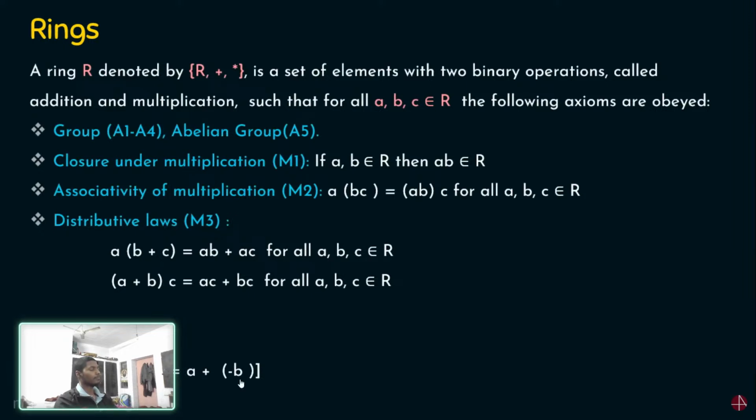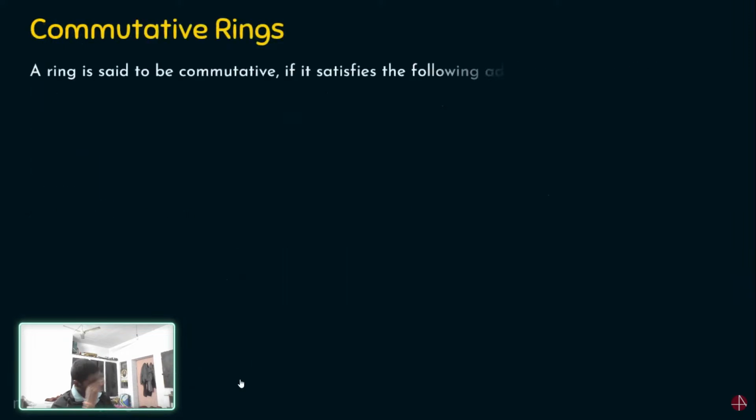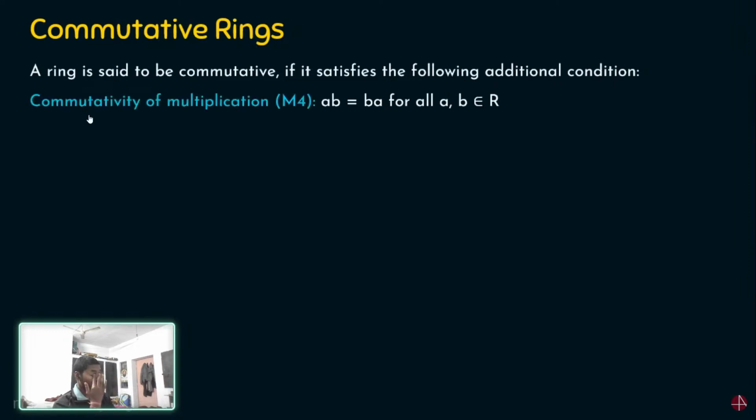Before diving into fields, let's see what a commutative ring is. Let's see the definition now. A ring is said to be commutative if it satisfies the following additional condition: commutativity of multiplication, which is rule number M4. In an abelian group, we have seen commutativity of addition, and that is why we have mentioned it as A5. A commutative ring is basically a ring, which means the A1 to A5 and M1 to M3 axioms are satisfied.